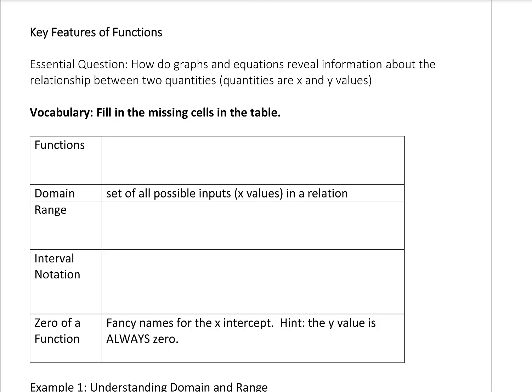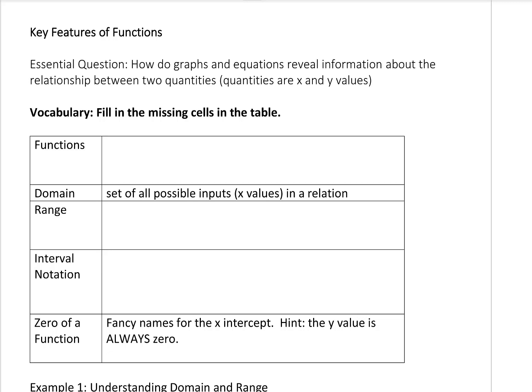Today we're going to start discovering some of the key features of functions. Particularly, we're looking at the relationship between x's and y's, so the inputs and outputs of a function. Before we get started, let's talk about what an actual function is.